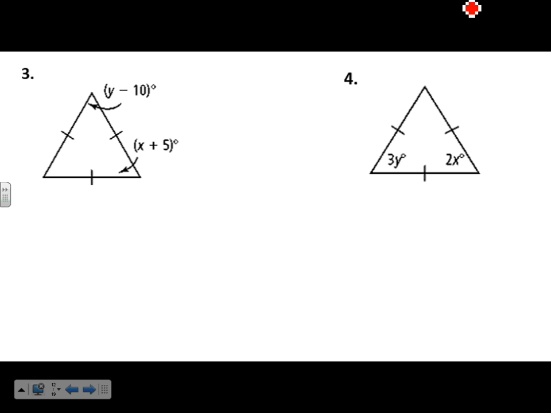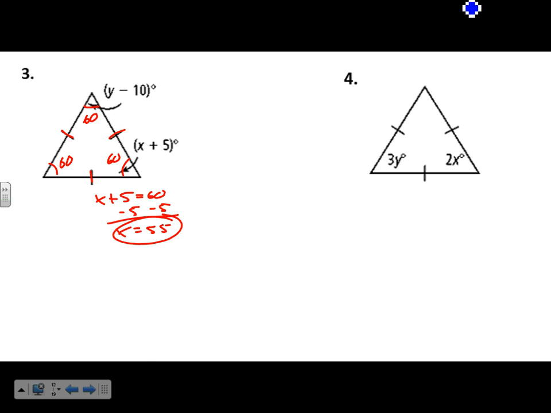So first off, realize this is an equilateral triangle. All the sides are the same. If all the sides are the same, all the angles are the same. There's several different ways you can do this, but I just told you in an equilateral triangle, all the angles have to be 60 degrees all the time. So that means x plus 5 is equal to 60. Subtract 5. X is equal to 55.